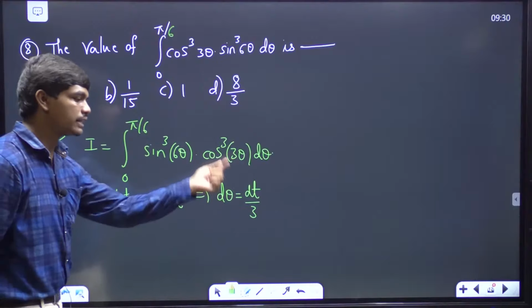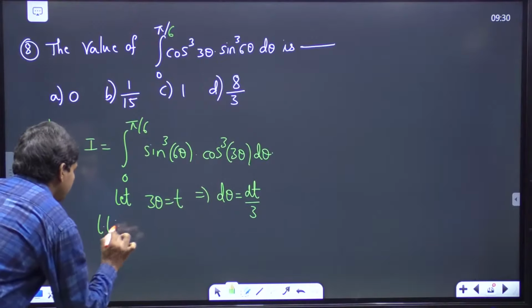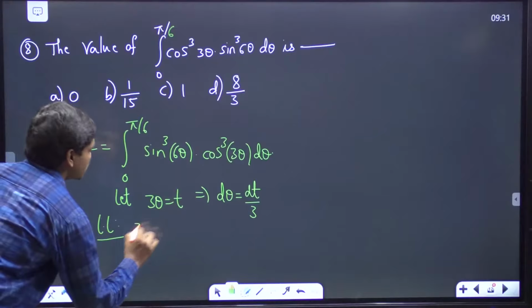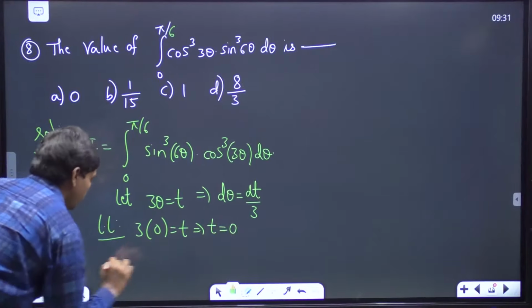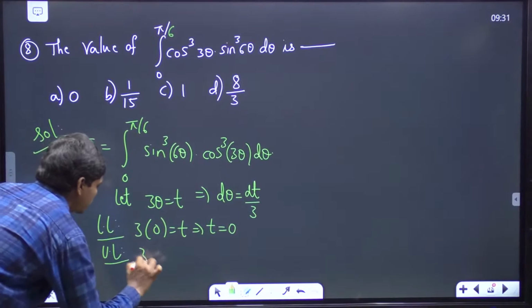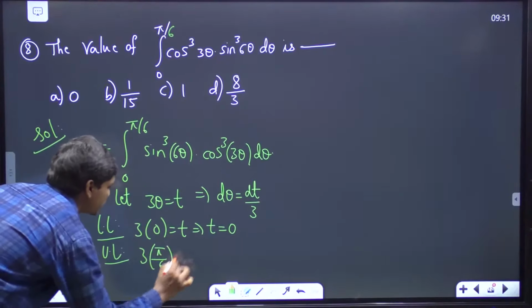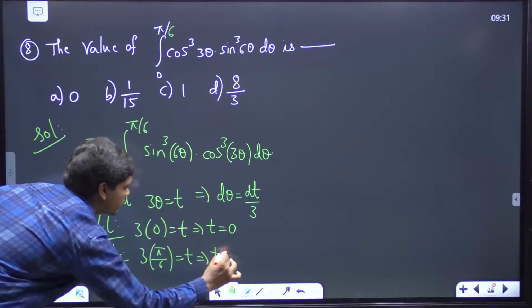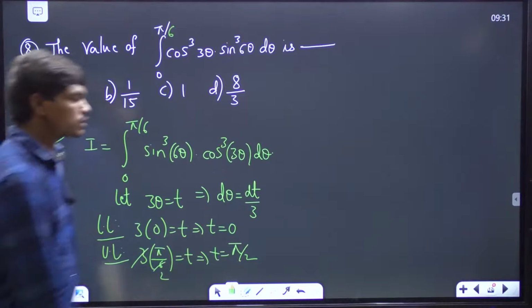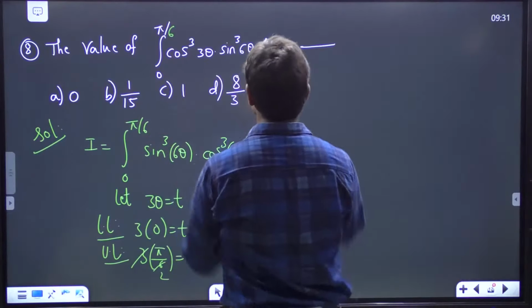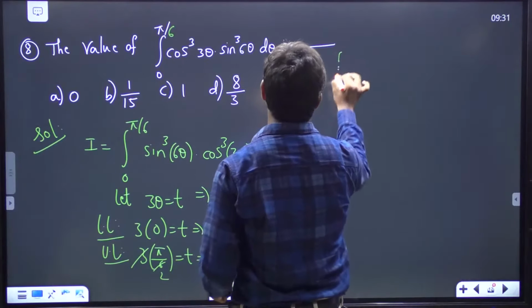So dt is nothing but d theta by 3. For the lower limit, since t is equal to 3 theta, 3 into 0 is equal to t. So this implies t is equal to 0. What about the upper limit? 3 into pi by 6 is equal to t. So this implies t is equal to pi by 2, because this 3 cancels this 6 a couple of times.